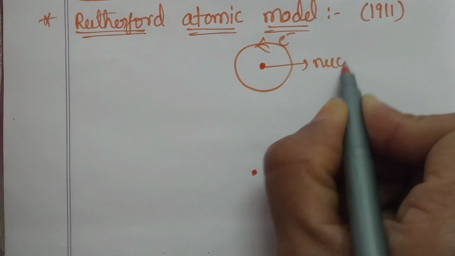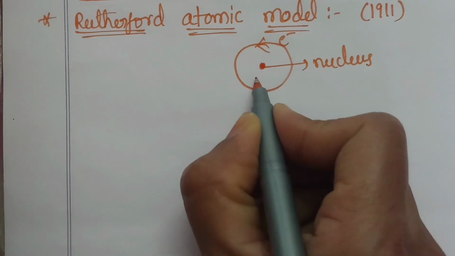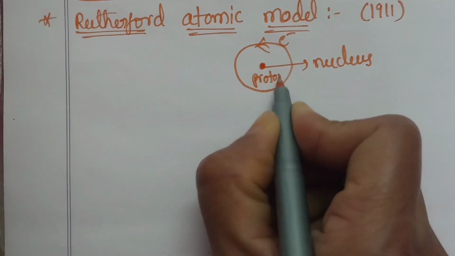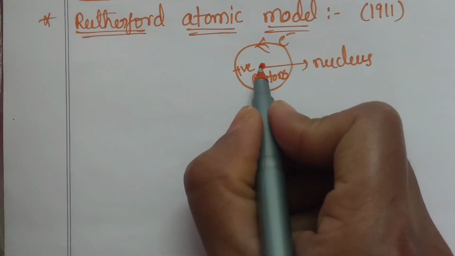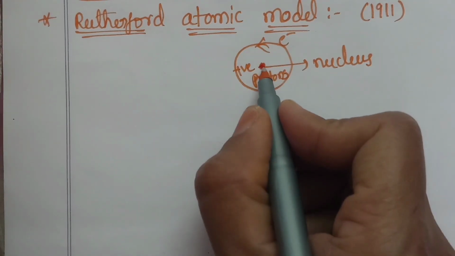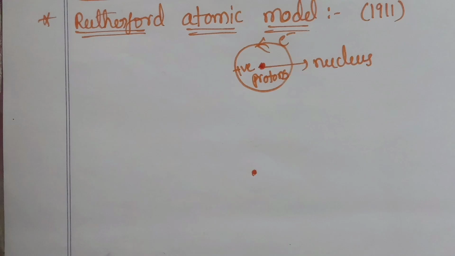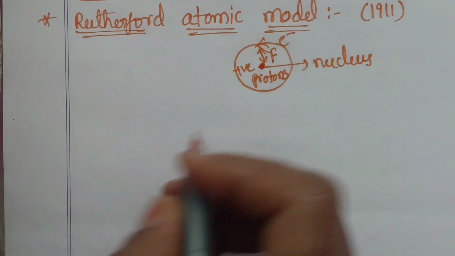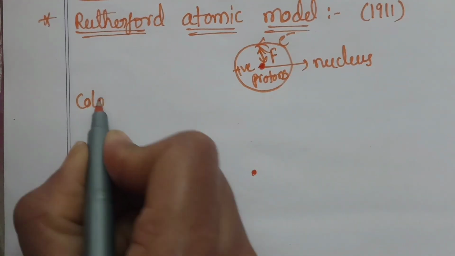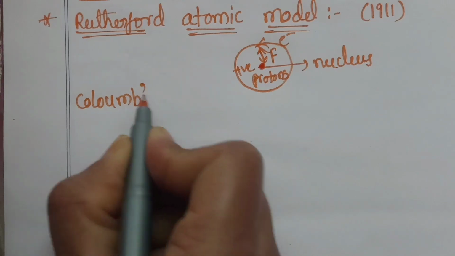So, this is the nucleus, and this nucleus contains protons which are positively charged. The mass of the atom is concentrated at the center, that is, at the nucleus. The proton in the nucleus carries the charge of the atom, so it is immobile. The electron will be moving around it in a closed orbit. Then there exists a force of attraction between the positive and negative charges. This force of attraction follows Coulomb's law.